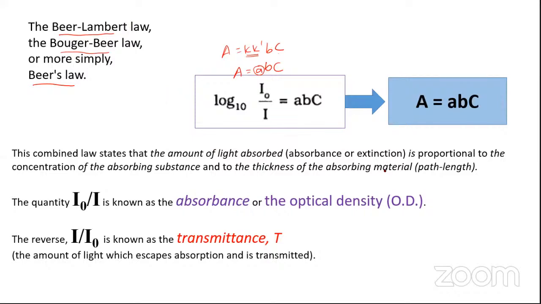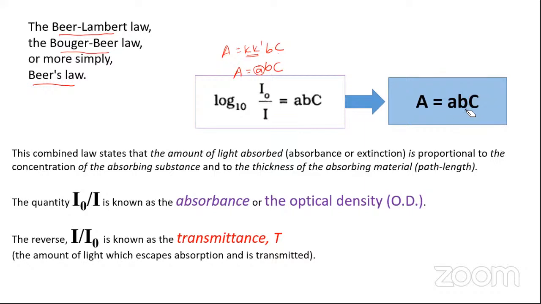Now, can I put it like this, that the amount of light absorbed by the absorbing material is proportional to concentration only if I keep the thickness constant? Or the reverse way around, can I put it like this, that the amount of light absorbed by the absorbing material is directly proportional to thickness or the path length, provided I keep the concentration constant? So both ways I can go.